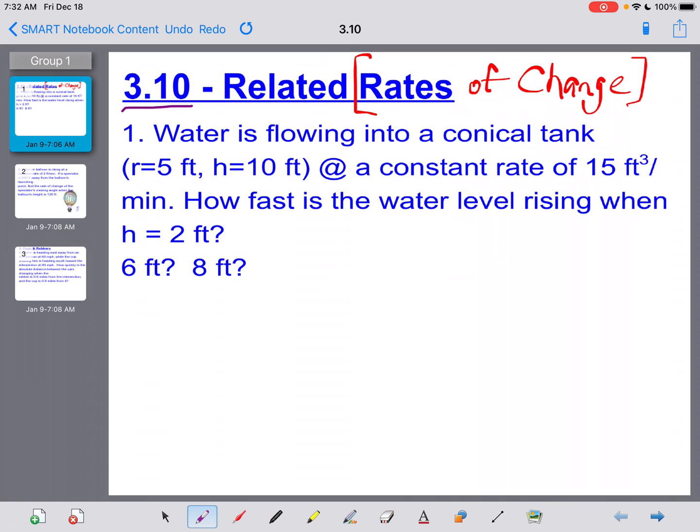The question now is, it's actually a 3-part question: how fast is the water level rising when your height is 2 feet, or 6 feet, or 8 feet? Now, thinking critically about what they're asking, there's kind of an implication here that there might be different answers for how fast your water level is rising at different heights of the water, meaning that it might change.